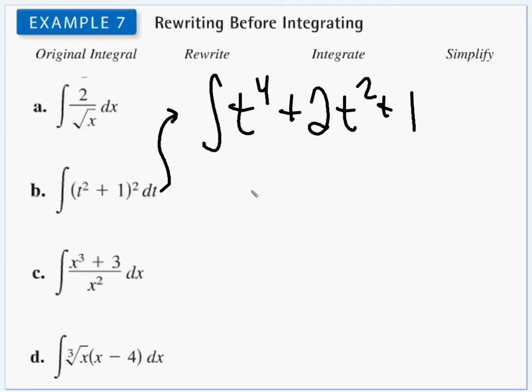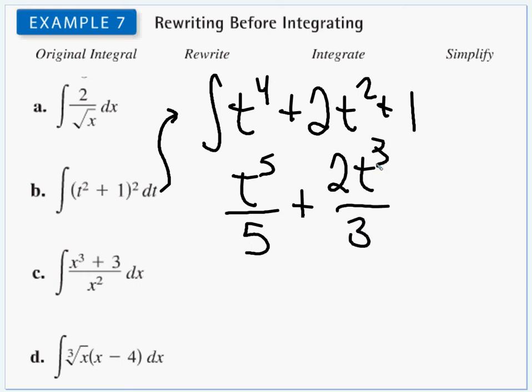Now let's antiderive each term. First term, t to the 4th, we raise the power by 1, divide by the new power. Next term, 2t squared, we raise it to 3rd and divide by 3. The last one here, this would be 1t to the 0. So we're going to raise that to t to the 1st divided by 1, or just t. Don't forget the constant of integration, plus c.